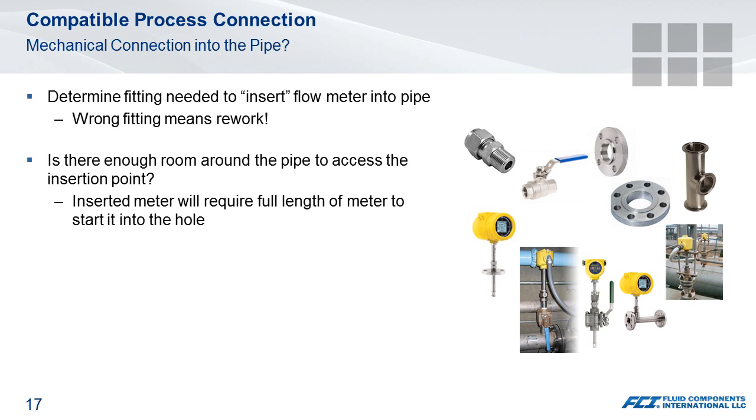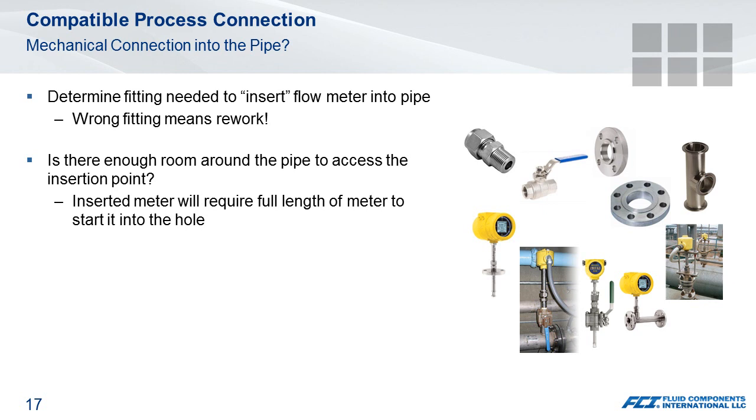So be sure there's enough room to get the full length of the insertion plus the enclosure into the process penetration hole. Another subtle configuration that sometimes gets overlooked is if you're going to use a ball valve on an insertion meter, which is a very popular thing to do, you have to make sure the length of the ball valve itself is added into the insertion length of the probe.